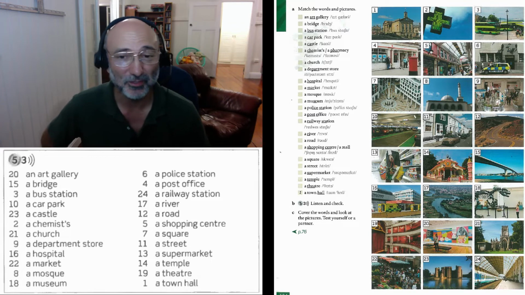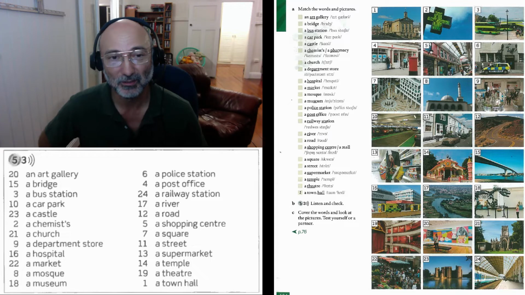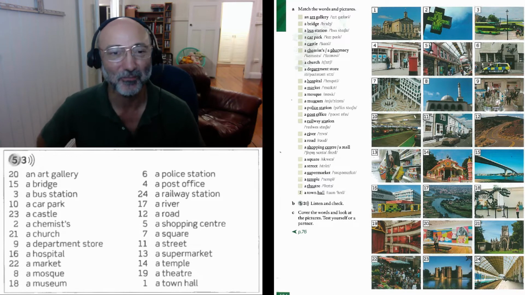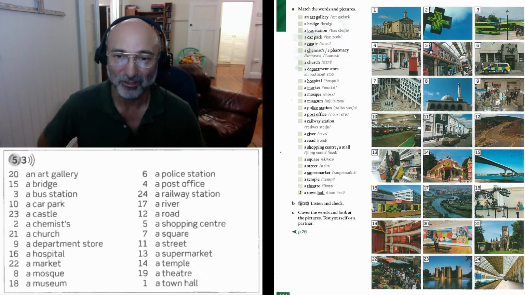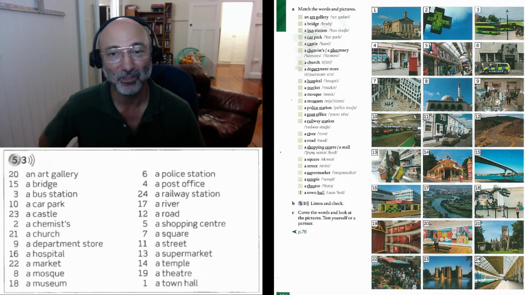Let's go through the answers together. Number 1 is a town hall. Number 2, a chemist or pharmacy. Number 3 is a bus station. Number 4 is a post office. Number 5 is a shopping centre. Number 6 is a police station. Number 7 is a square, or sometimes called a town square or a city square.